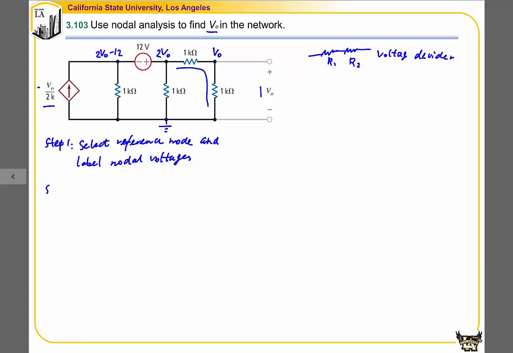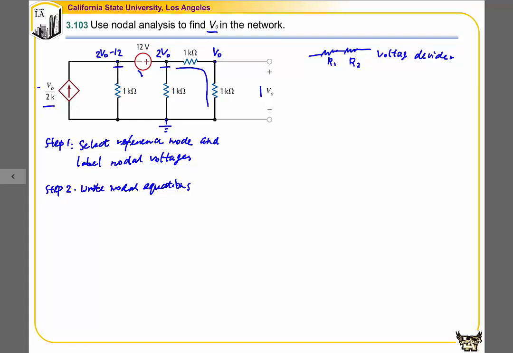So the second step is to write the nodal equations. In this problem, since there is only one unknown, we're only going to need to write one nodal equation. At the same time, we know that we cannot write a nodal equation at this node and this node because they are connected to this voltage source. We know that we need to write a nodal equation at this reference node.